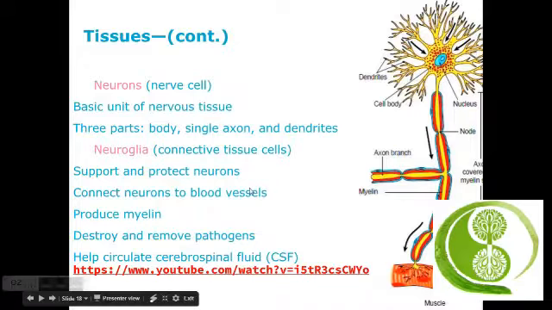The neuroglia also connects the neurons to the blood vessels, and they destroy and remove pathogens and help circulate cerebrospinal fluid. I have a video for you to go watch. We'll pause a few minutes for you to watch that and then come back.